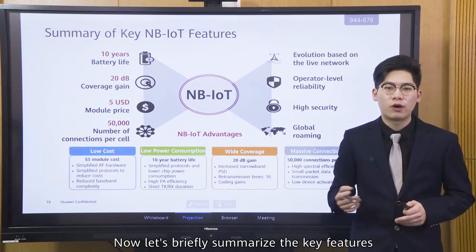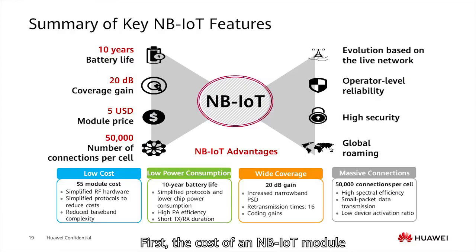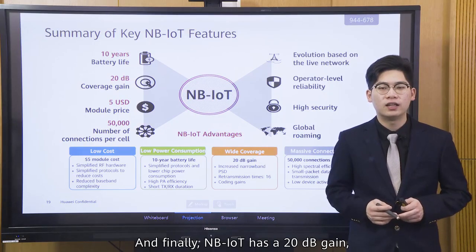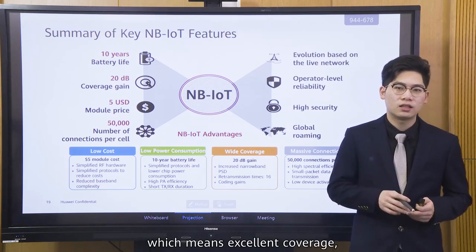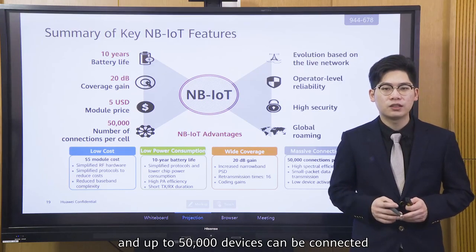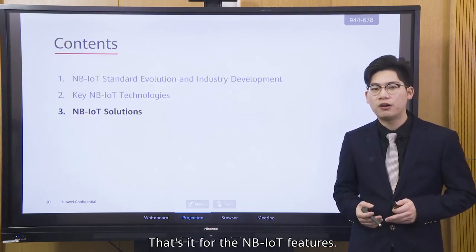Now, let's briefly summarize the key features that we have just gone over. First, the cost of an NB-IoT module can be reduced to approximately $5, about 30 to 40 yuan, through a series of simplifications. Its ultra-low power consumption means that the battery can last over a decade. And finally, NB-IoT has a 20 dB gain, which means excellent coverage, and up to 50,000 devices can be connected to a single base station. That's it for the NB-IoT features.